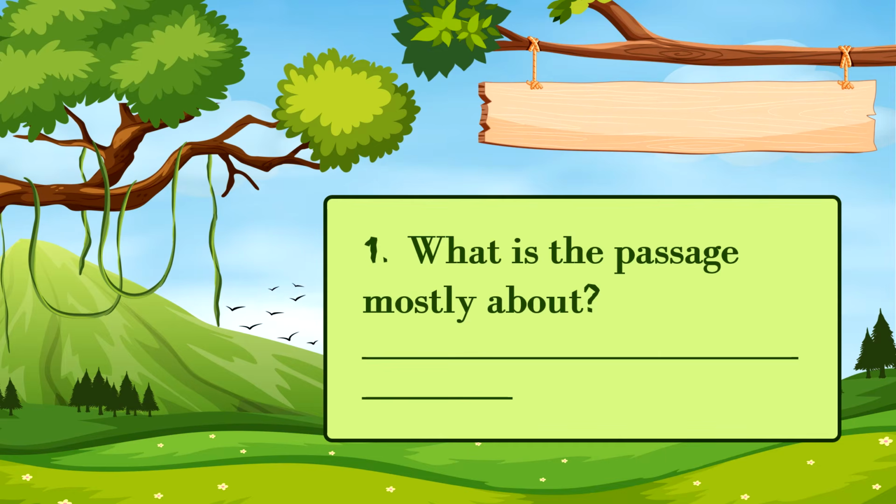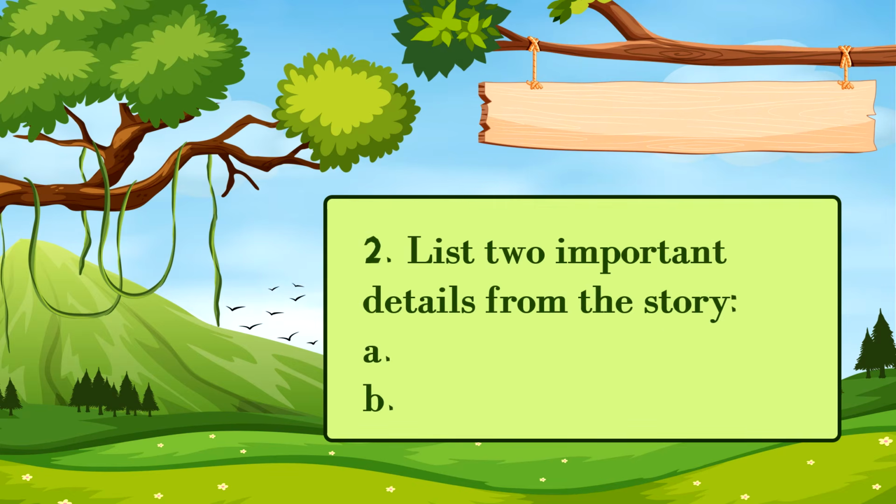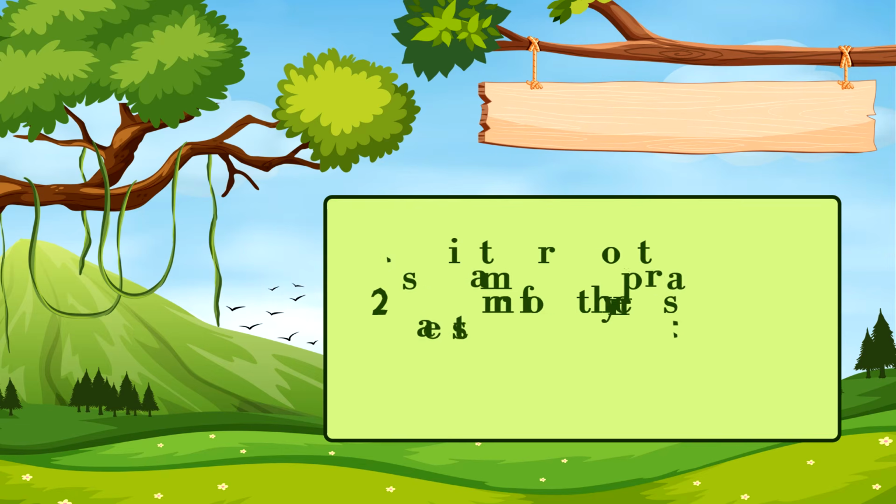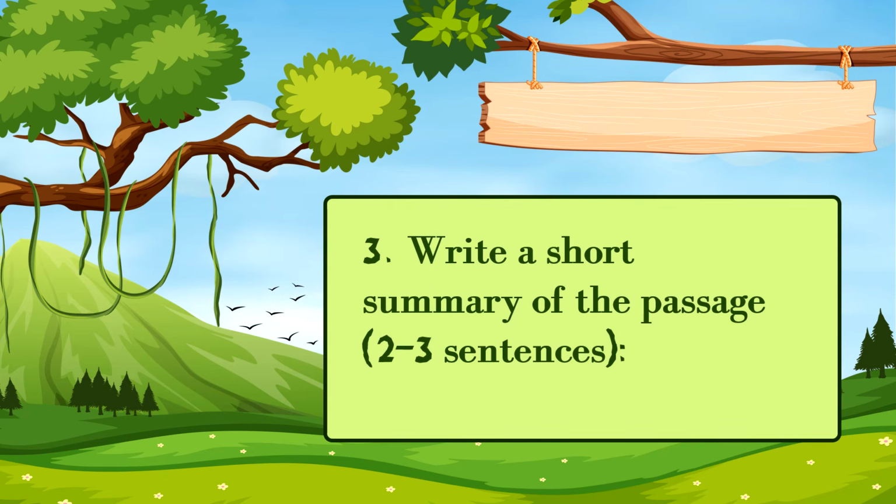1. What is the passage mostly about? It's about Maria doing some good deeds for the school. 2. List two important details from the story. 3. Write a short summary of the passage, about 2 to 3 sentences.